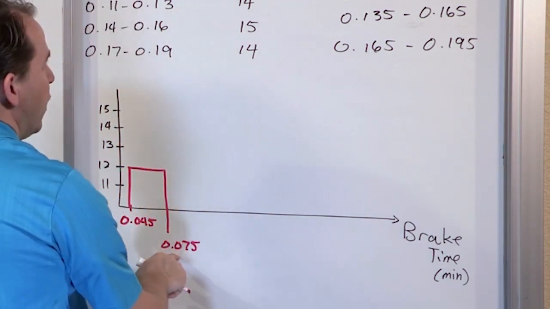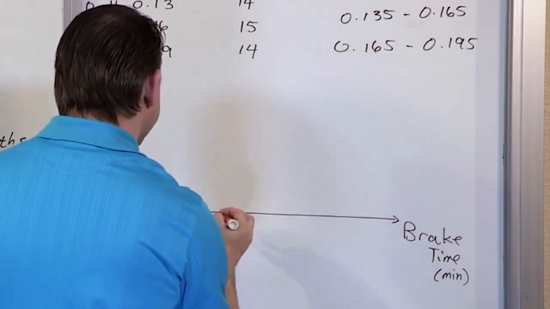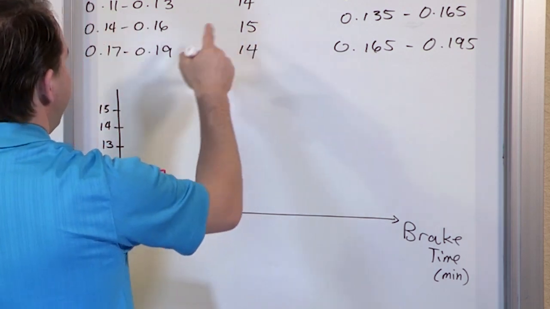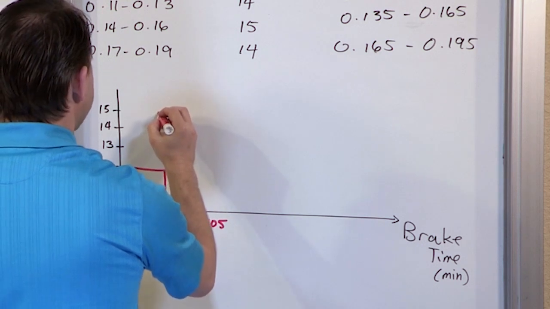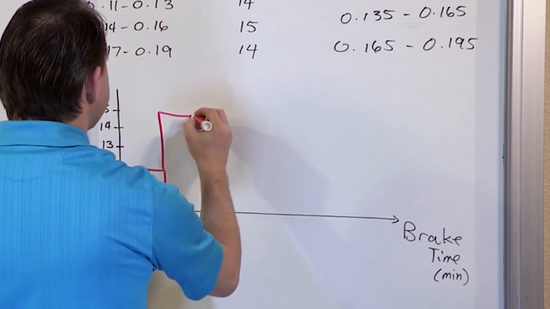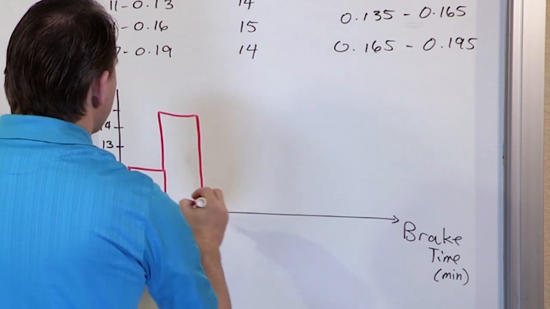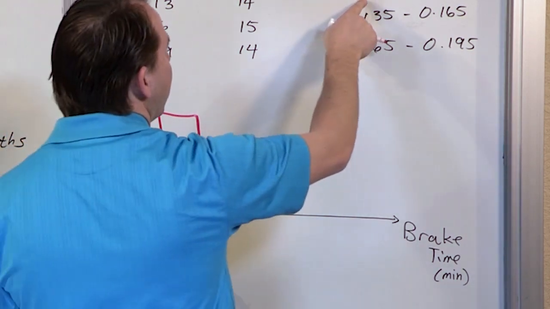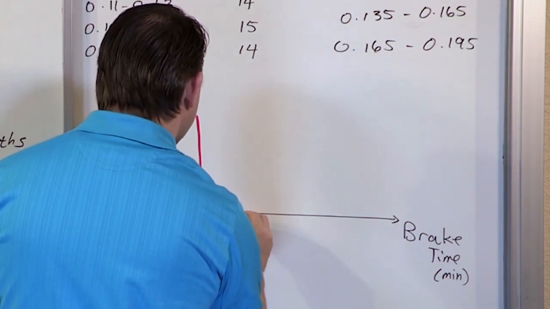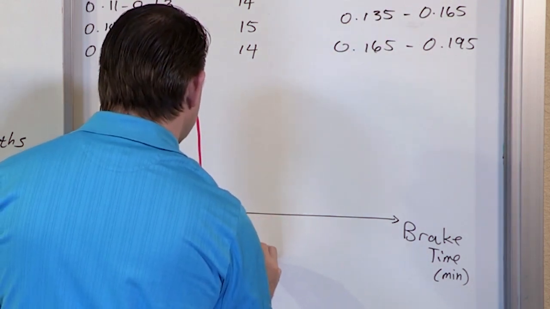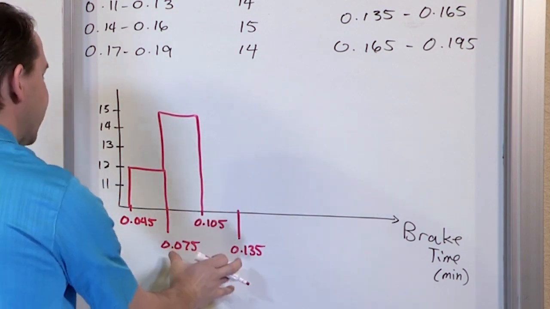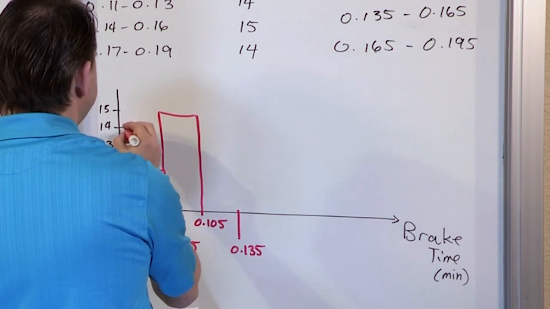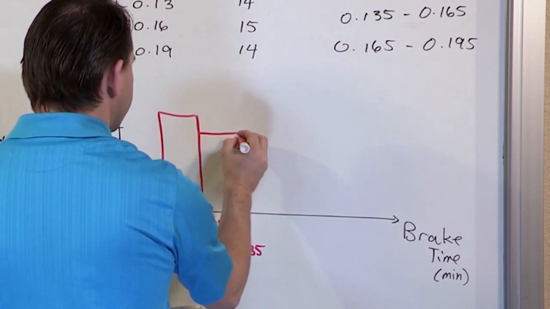Now, from 0.075 to 0.105, so here I'm going to have 0.105, and I have 15 cars right there. So it pops up, lots and lots of cars seem to break right there, like that. And then from 0.105 to 0.135, I'm just making these longer so that I can stretch the numbers out so they don't run into each other. I'm going to have 14. 14 is here, so that goes something like this.